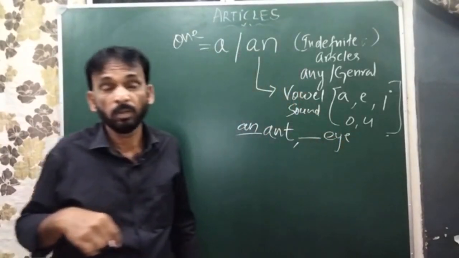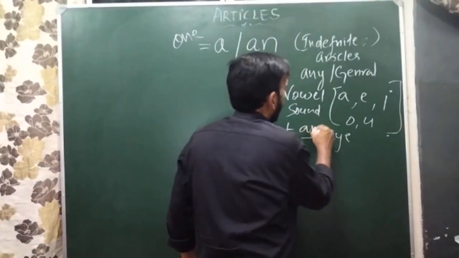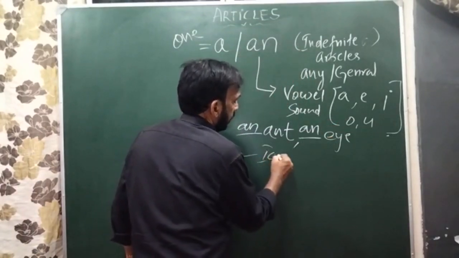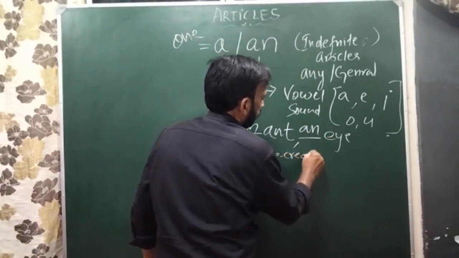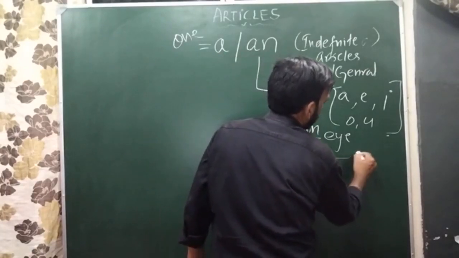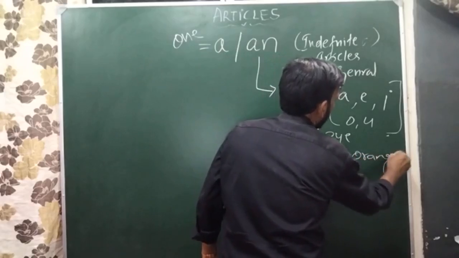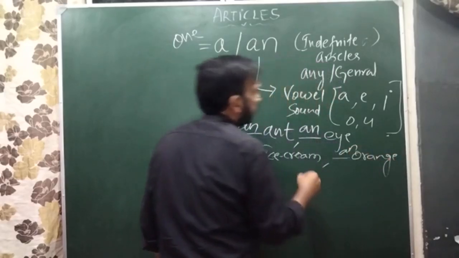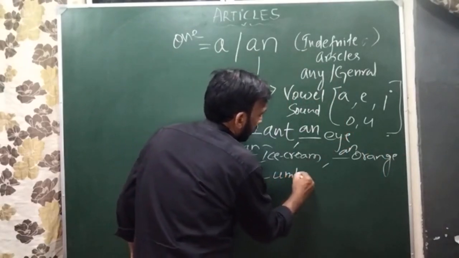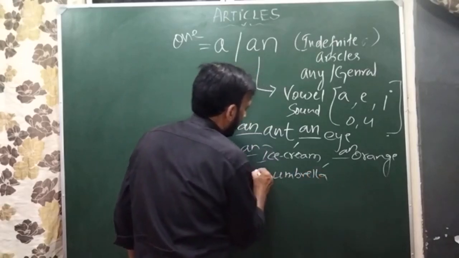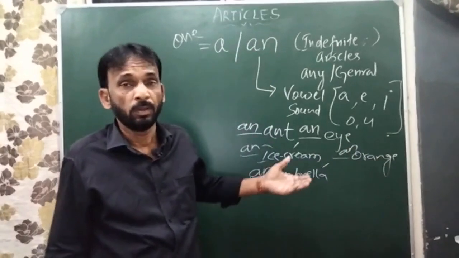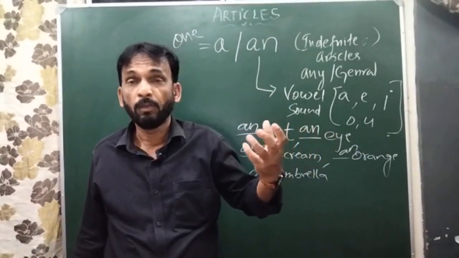For example I, we have to place an article like that. For example ice cream, an ice cream. And for O, like orange, an orange. And for U, umbrella, an umbrella. All this we have to use with the nouns.